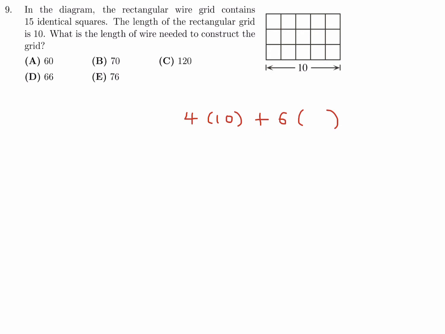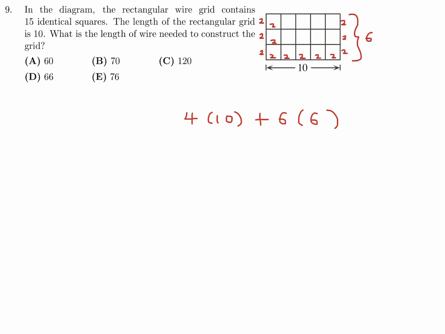Well, they tell you that this is 15 identical squares. So that helps because that means that this 10 is divided evenly. So this is 2, 2, like that in terms of the length. And these are squares, so this has got to be 2, right? And therefore, this is 2, this is 2, this is 2, this is 2. So each of those vertical wires is 6, correct? In terms of its length.